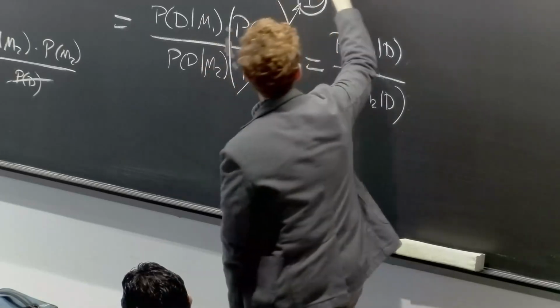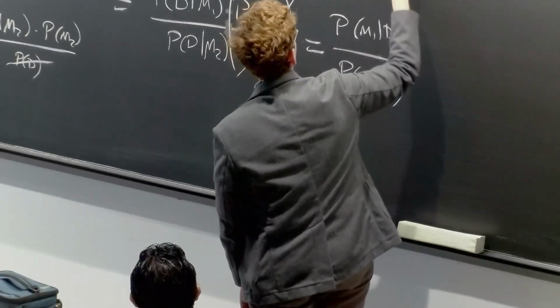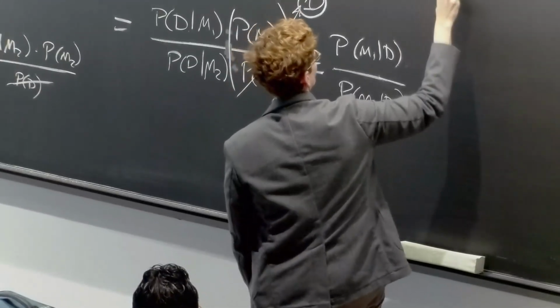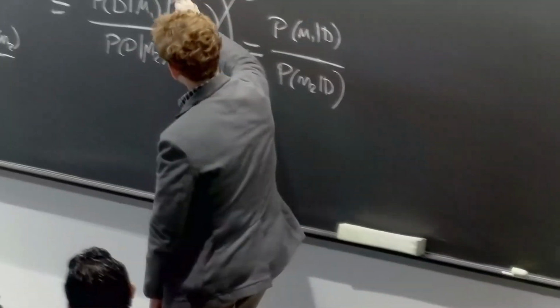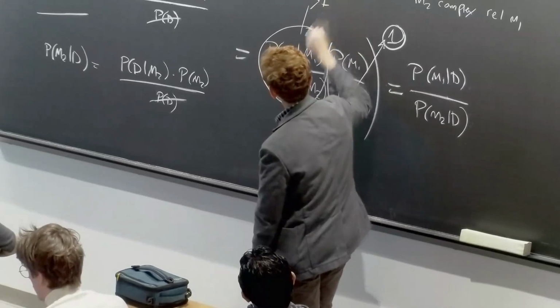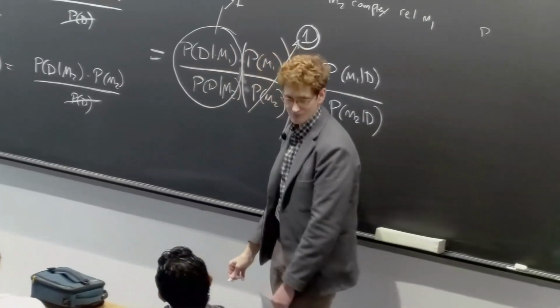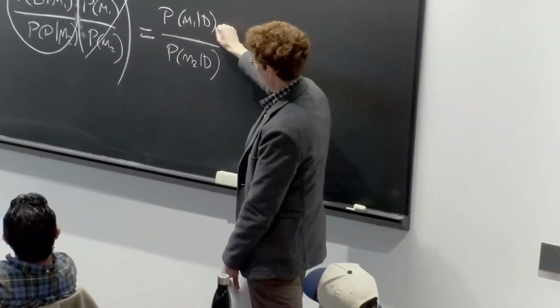So for model 2 complex, relative to 1, this ratio here is going to be greater than 1, because this will be less than this. Does that make sense? And so that means we will prefer, by some amount, model 1 over model 2.